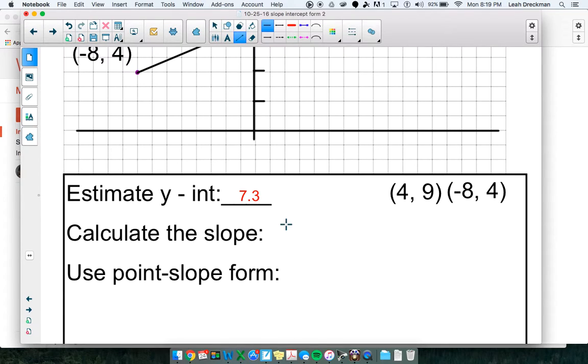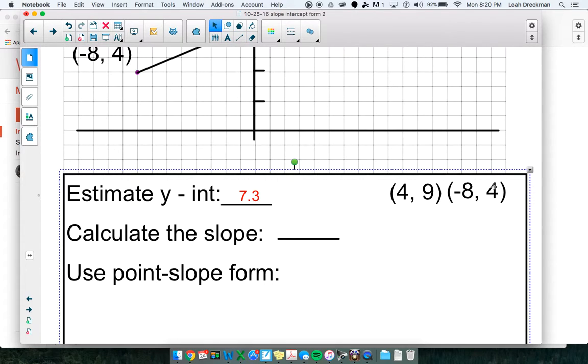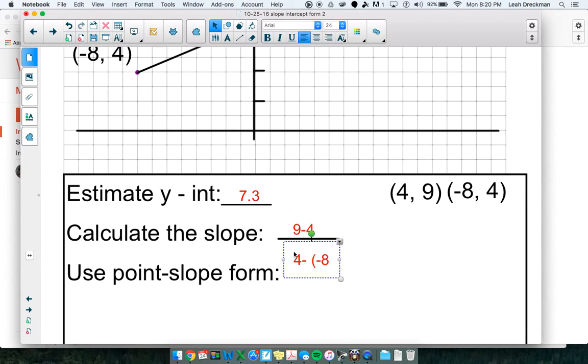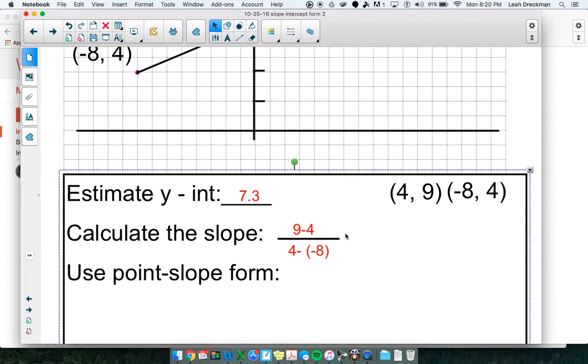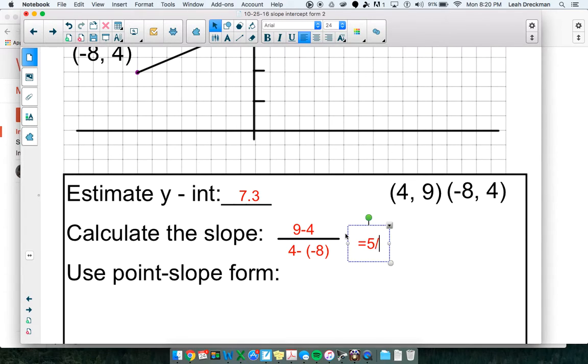Okay, now our slope is just y minus y over x minus x. So my 2 ordered pairs. I'm going to take 9 minus 4 over, since I took the first one minus the second, I have to take 4 minus negative 8. And it looks like on this one we get 5 over 12. And 5 over 12 is our slope. And again, we use the letter M.